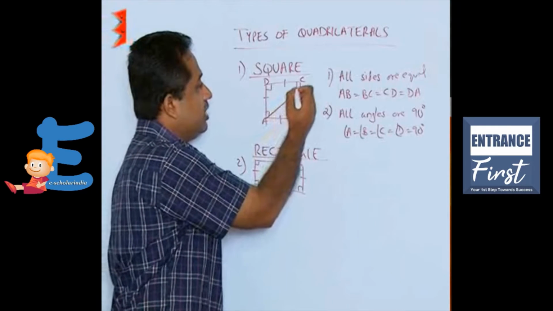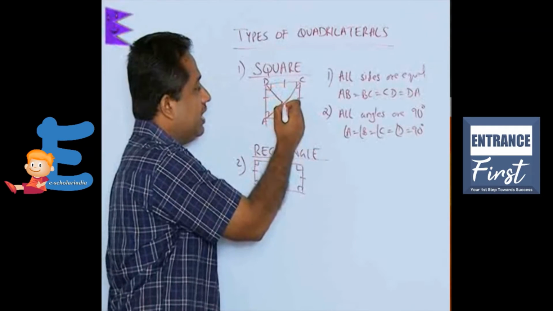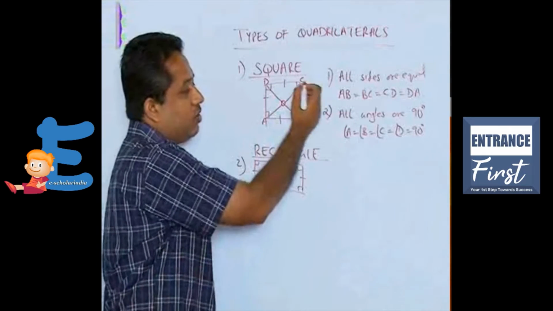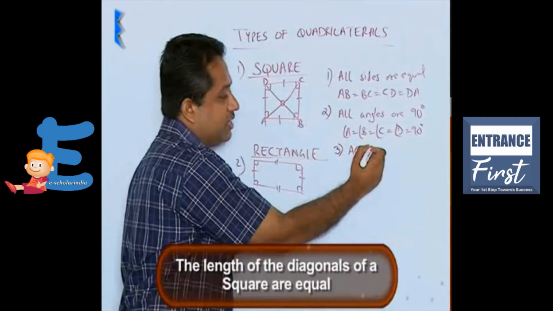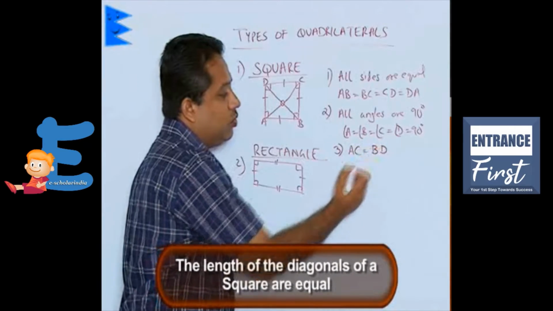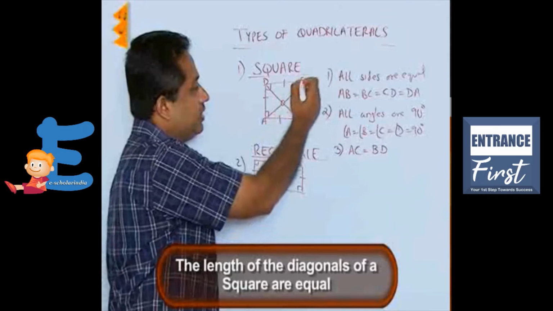Join A to C and join B to D. These are called the diagonals. The diagonals of a square are equal. So we can say the length of AC will be equal to BD. The lengths of the diagonals are equal.